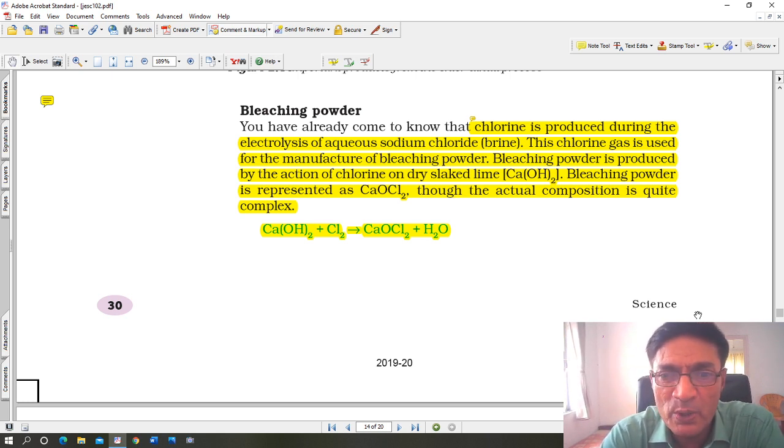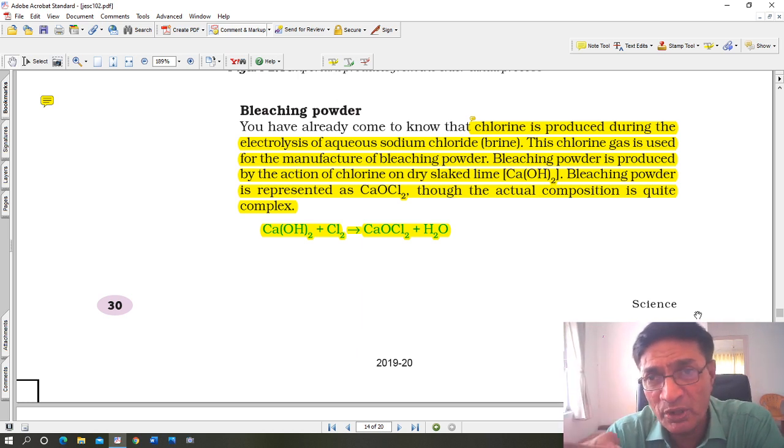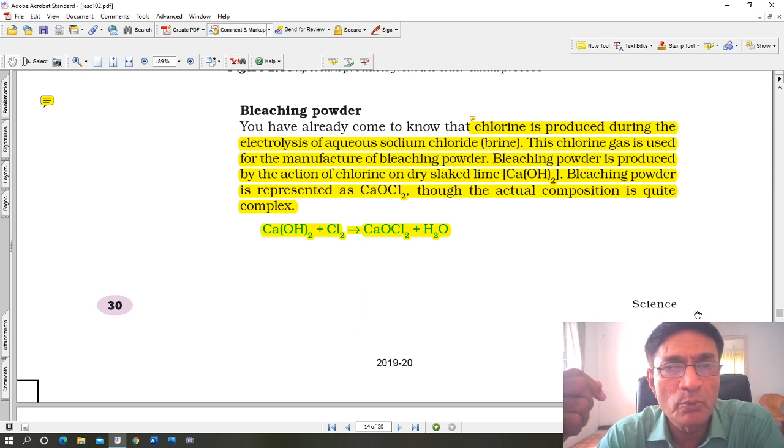Bleaching powder is produced by the action of chlorine on dry slaked lime. Dry slaked lime is calcium hydroxide. It's a simple compound; its common name is slaked lime. Dry because the moisture has been removed. All the moisture is removed. Bleaching powder is represented as CaOCl2. It's a one mark question: what is the formula of bleaching powder? CaOCl2, though the actual composition is quite complex.